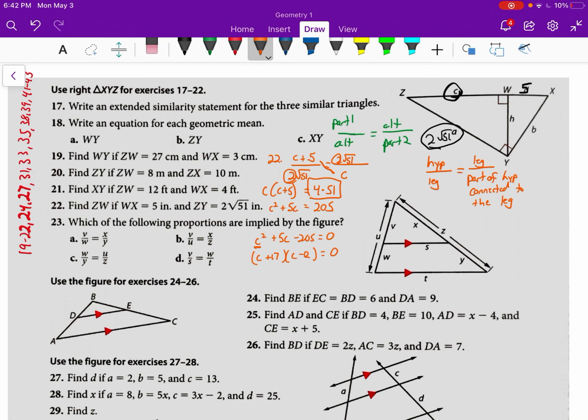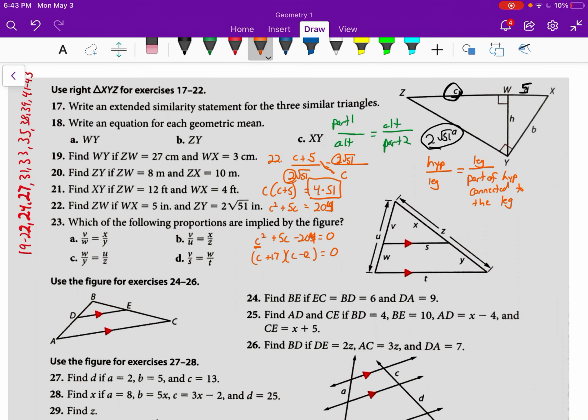It doesn't work. 205 is not 12 times 17. That's 204. 205. Oh, well, that's the problem. 4 times 51 is 204, not 205. Sorry about that.